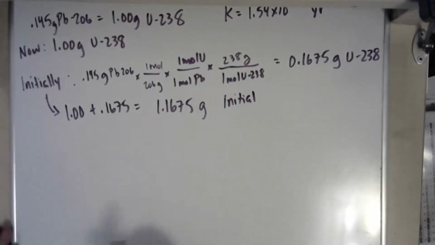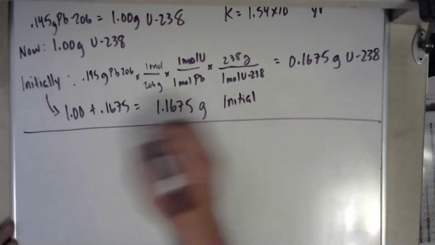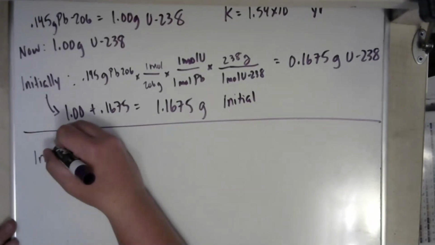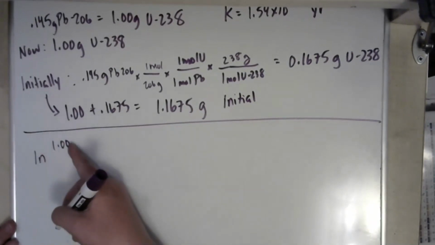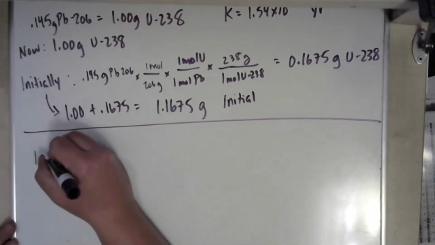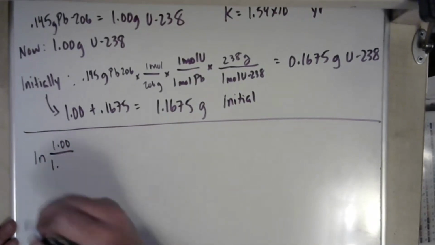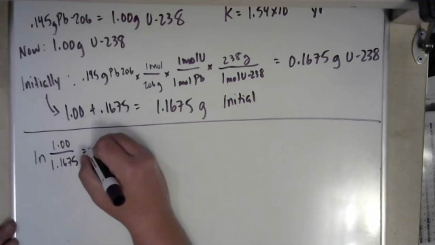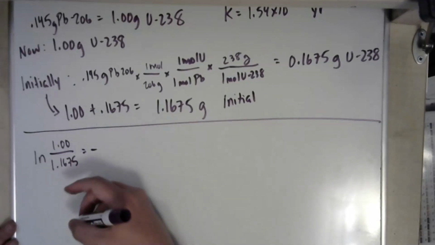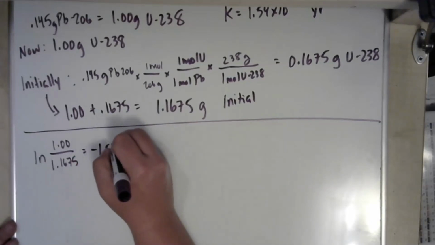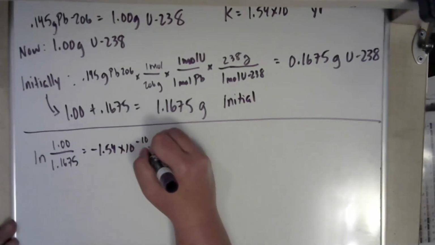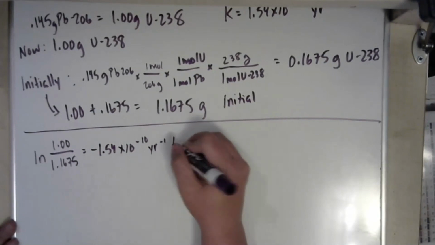And now we are going to use our integrated rate law. So ln of 1 gram, which is our uranium now, over our initial amount of uranium, 1.1675, equals minus kt, so minus 1.54 times 10 to the negative 10 t.